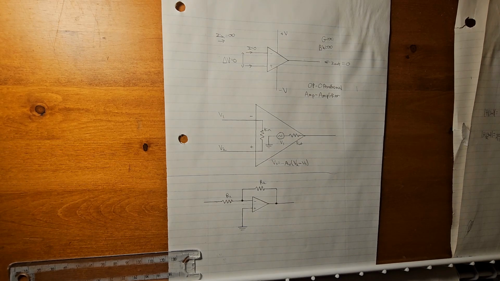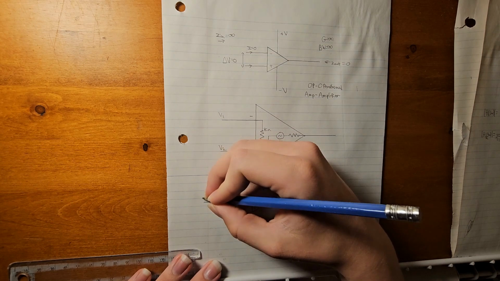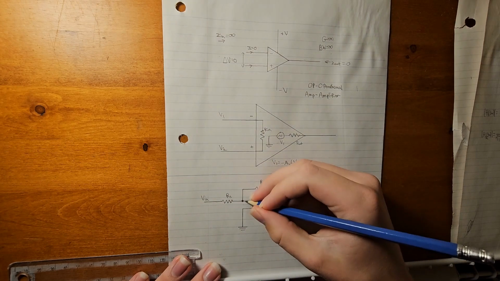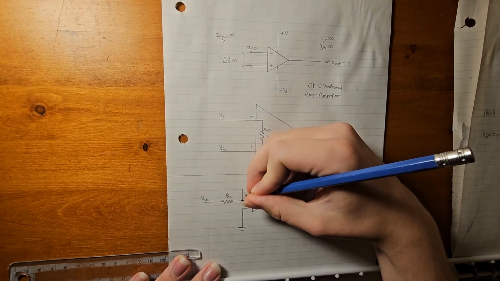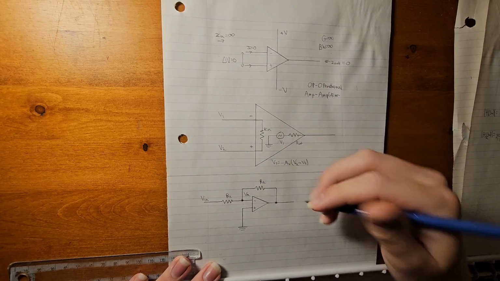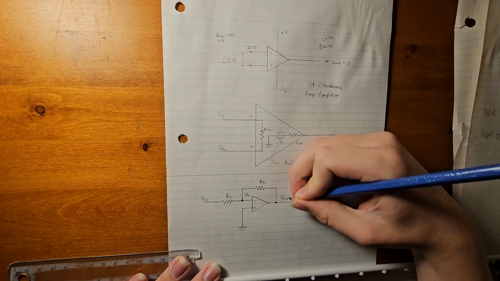So to analyze the circuit, the first thing we should do is label our nodes. The first node here is going to be our input, so we're going to call it Vin. This node here, we don't know what it is, but we're just going to call it VA. And this node here is the output, so we're going to call it Vout.